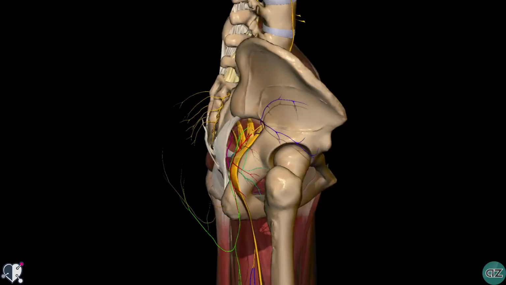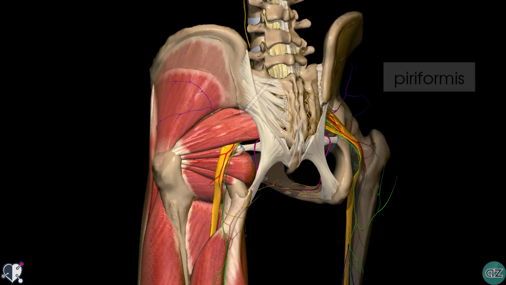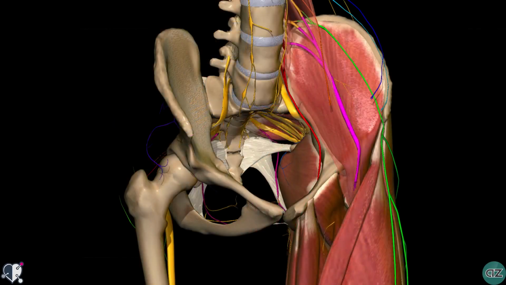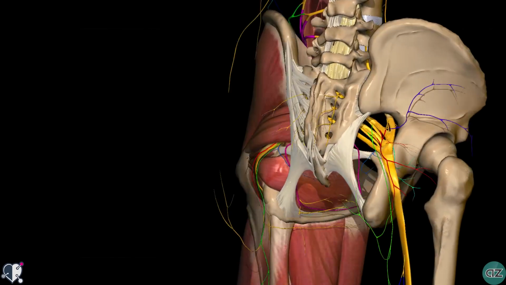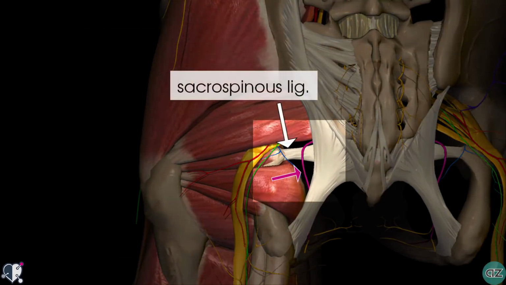The first of which is to leave the pelvis via the greater sciatic foramen and enter the gluteal region of the lower limb, either above or below the piriformis muscle. The second course is to remain within the pelvis and to innervate the pelvic muscles, organs, and perineum. The third course is to leave via the greater sciatic foramen, loop around the sacrospinous ligament, and re-enter via the lesser sciatic foramen to supply lateral pelvic structures and perineal structures.